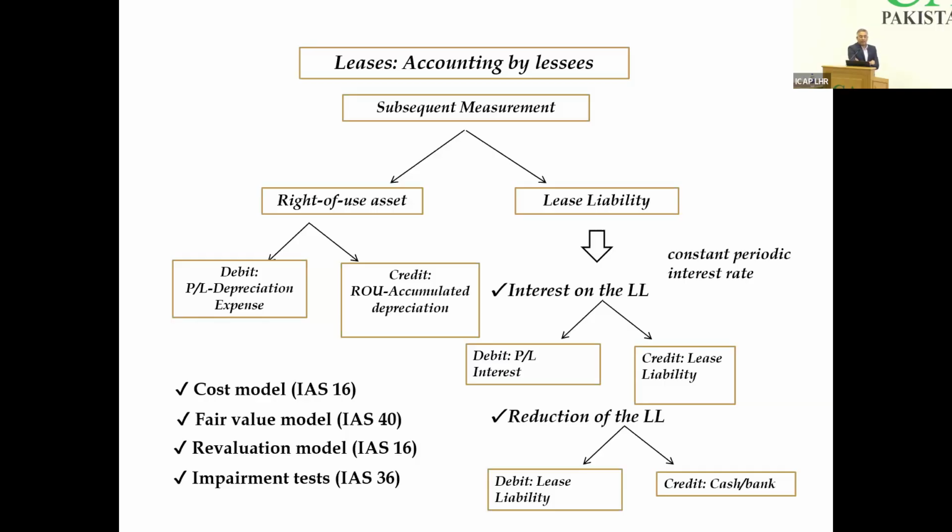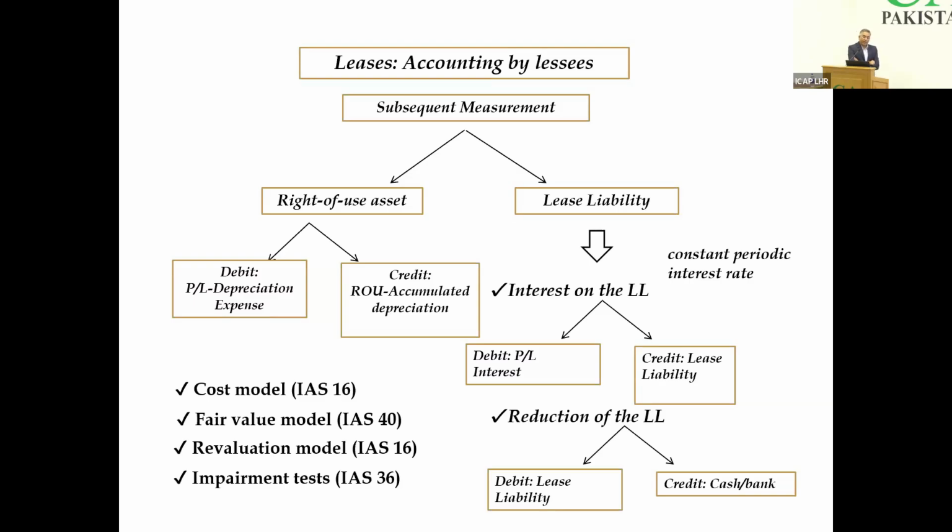IAS 17 was slightly different from IFRS 16. This standard required that you accrue the interest and add that to the value of the lease liability. And then if you have made the payment, then debit the lease liability and credit the bank account. So it gives a constant periodic rate of return to the lessor as well.